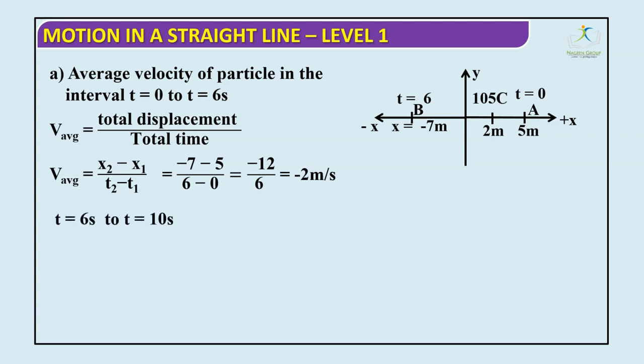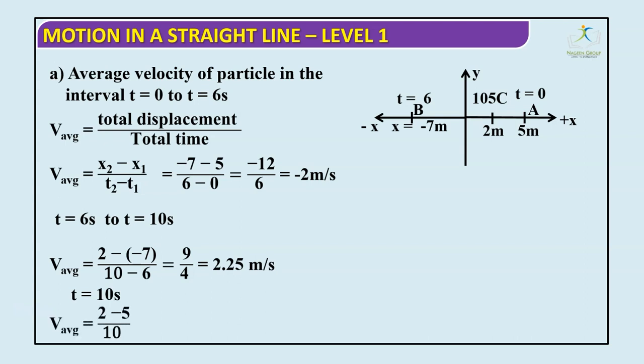Next, t is equal to 6 second to t is equal to 10 second. For this case, V average is equal to 2 minus of minus 7 divided by 10 minus 6, which comes to 9 by 4. After solving, the answer comes to 2.25. And the last step, t is equal to 0 to t is equal to 10 second. So V average is equal to 2 minus 5 by 10, which is equal to minus 0.3 meter per second. Hence, the correct option for this question is 1.